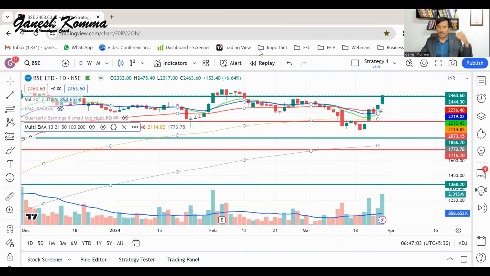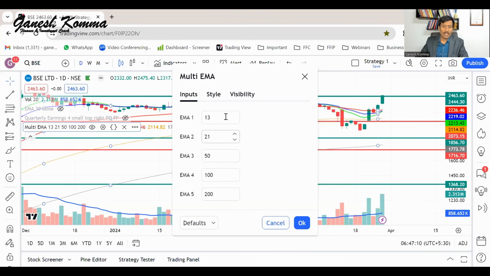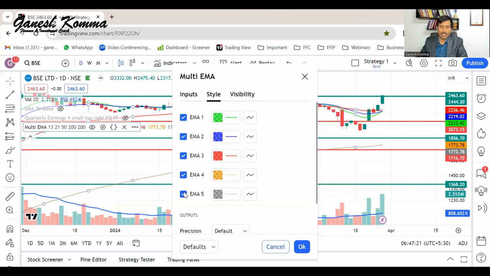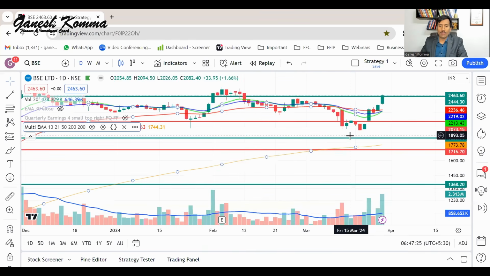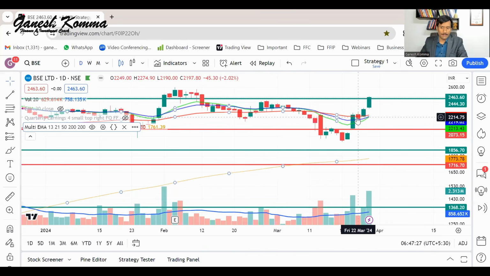So you have loaded 5 time frames. Even if you feel that 5 time frames are too much and you just want to have only 4, right? So 13, 21, 50, and 200. And even in the style part, you can just remove this EMA 5. So you have only your 4 EMAs loaded here.